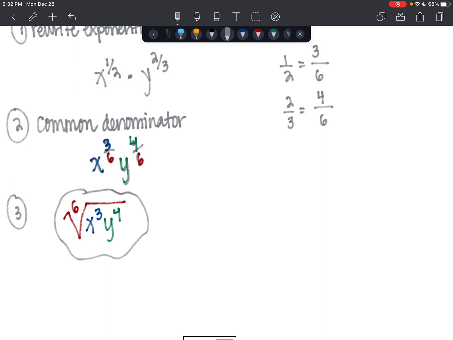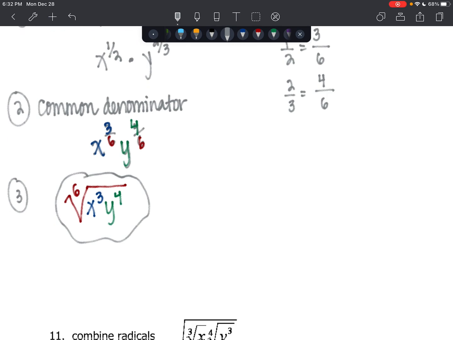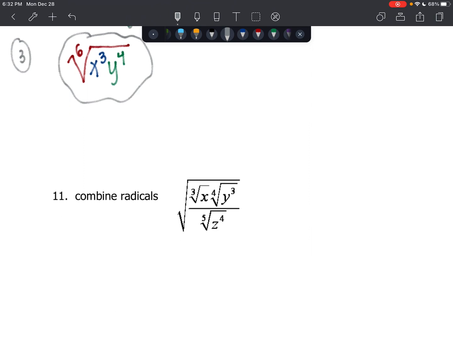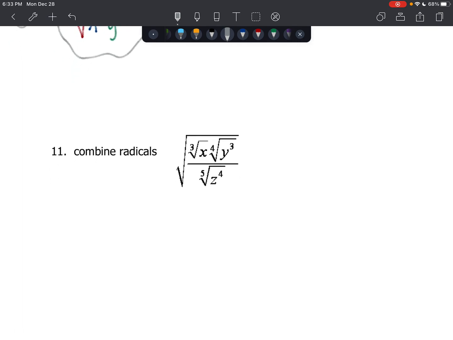So our last step is to rewrite as one radical. We were able to combine those radicals. Now you can try this next one, but it is a humdinger. There's a lot going on there. So we've got the square root of the cubed root of x, the 4th root of y cubed, and the 5th root of z to the 4th.